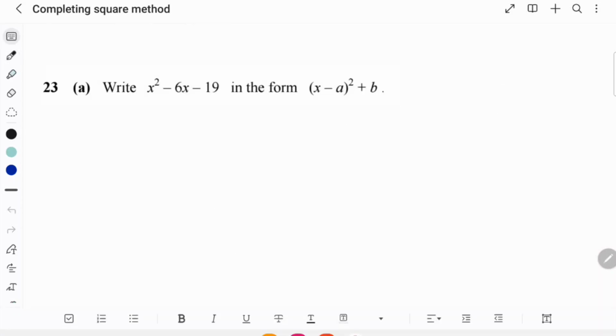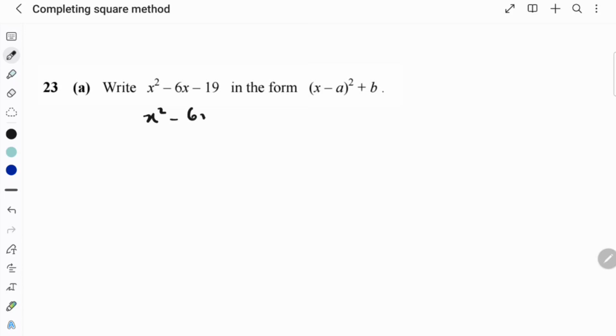This is the last question, and I've taken the same question from the specimen paper, which I have already solved, and you can check it in the specimen video. This question came in the specimen paper 2025. They're asking you to write it in this form, so you will understand that it means use the completing square method.